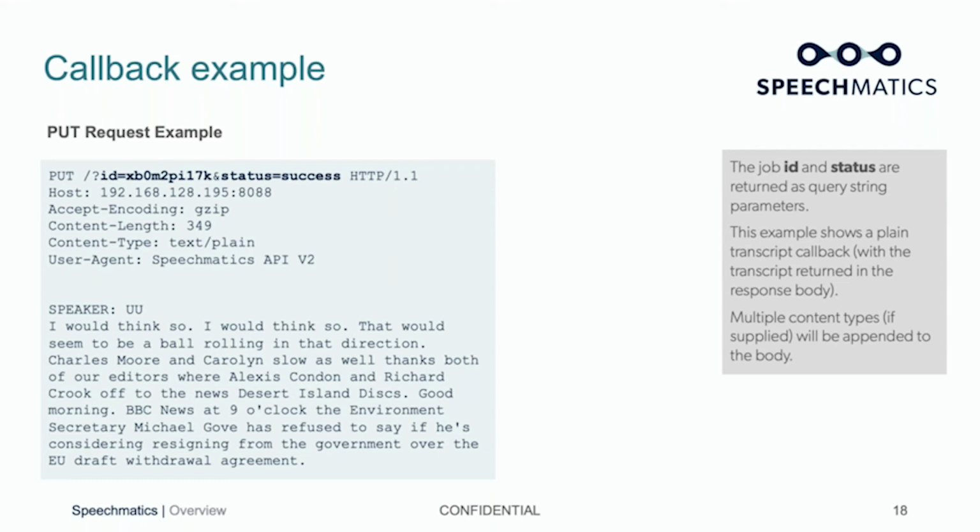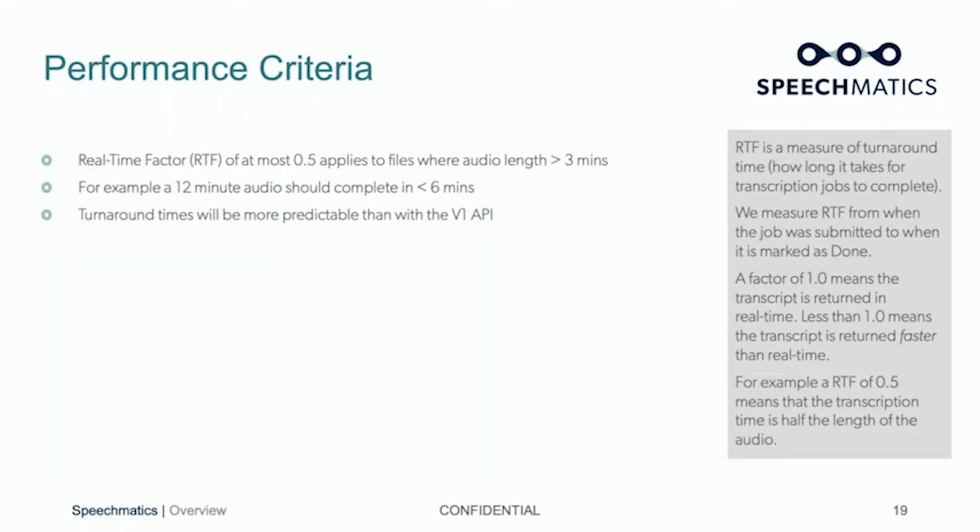Now, the callbacks that we support in v2 are more flexible than they were in v1. So you can send multiple callbacks to different endpoints. If you want to send job info to one service and the transcript to another, you can do that. And you can also add your own auth headers in the callback as well. So if you've protected your service with authentication, you can encode that when you set up the notification config. So that's all I wanted to talk about with regard to callback notifications.